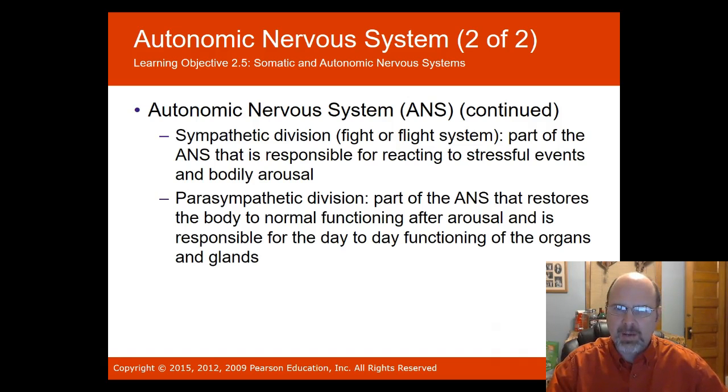So let's say I'm in danger. Part of the ANS is responsible for reacting to stressful events and body arousal. The parasympathetic division is the part that restores the body to normal functioning after arousal. This is important to know, and we'll probably talk more about the fight or flight mechanism that kicks in, and how that comes into play.